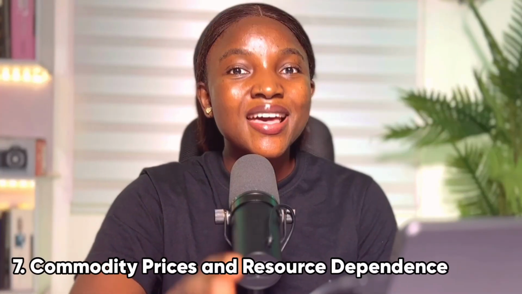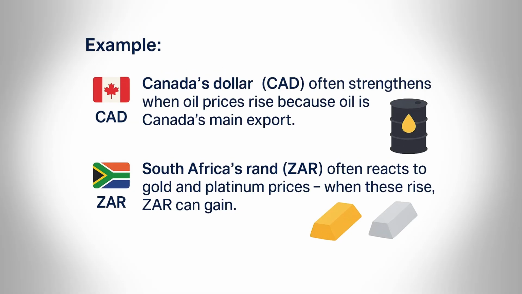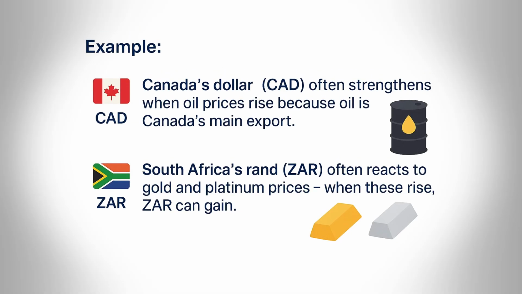Another factor to consider in this context is commodity prices and resource dependence. Some countries' currencies depend heavily on commodity exports like gold, oil, copper. When global prices rise, these countries benefit, and when prices fall, these countries also bear the consequences. For example, the Canadian dollar often strengthens when oil prices rise because oil is Canada's main export. And the South African rand often reacts to gold and platinum prices. When these prices rise, the ZAR gains value.